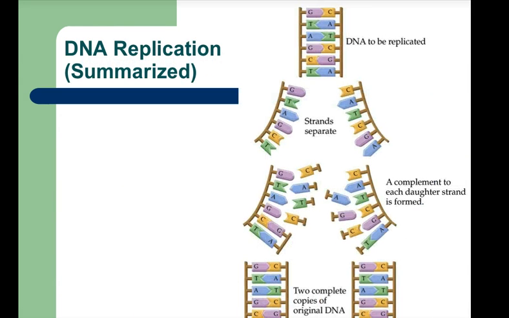So here's the summary. DNA that's to be replicated, the strands separate and open up using helicase, and then each complementary side has bases added to it, and that's using polymerase, and then there are two copies of the original DNA.